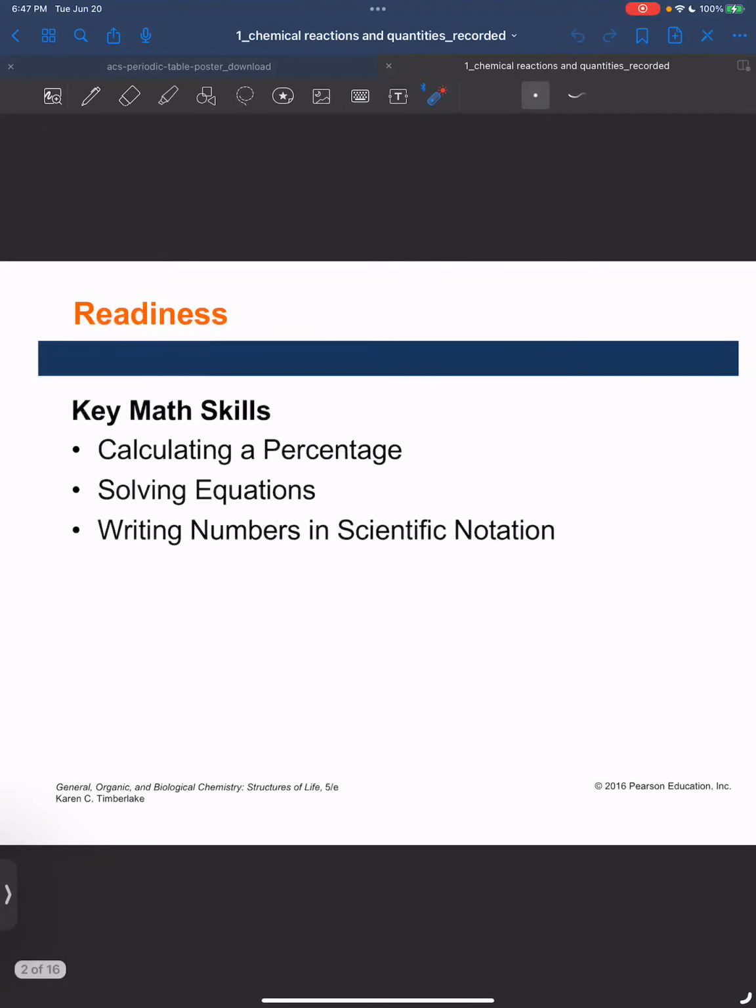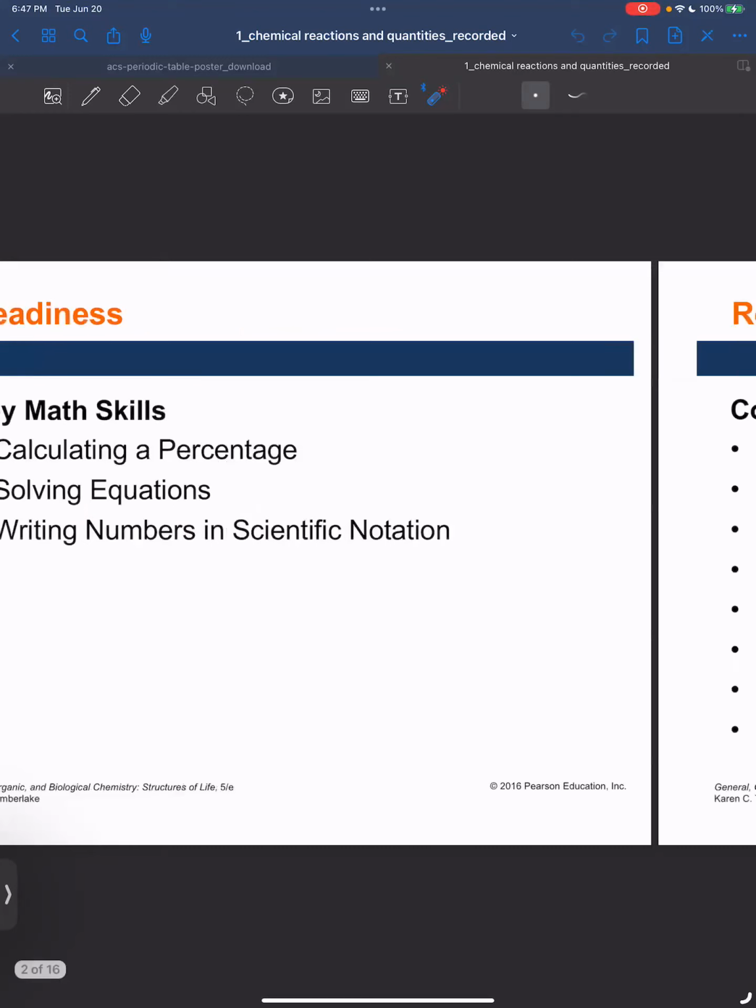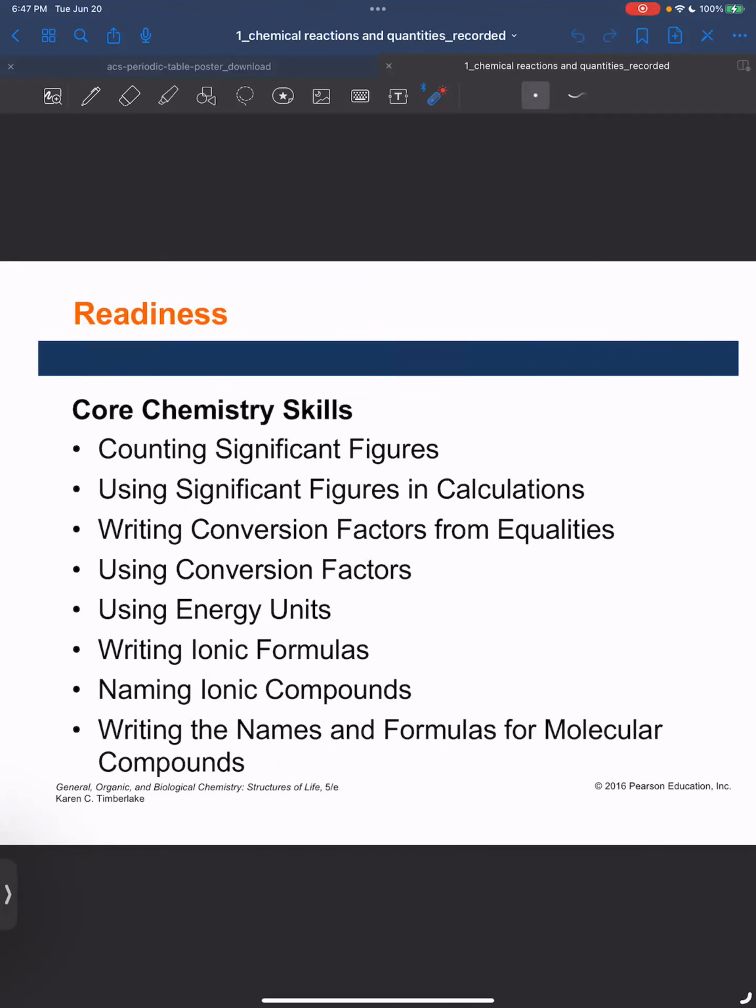For this unit, there are some core math skills you will need to utilize, such as calculating a percentage, solving equations. We'll use a lot of dimensional analysis in this unit, and then writing numbers in scientific notation. Some of the core chemistry skills that you will need are counting significant figures, using significant figures in calculations, writing conversion factors from equalities, using those conversion factors in dimensional analysis, using energy units, writing ionic formulas, naming ionic compounds, and writing the names and formulas for molecular compounds.